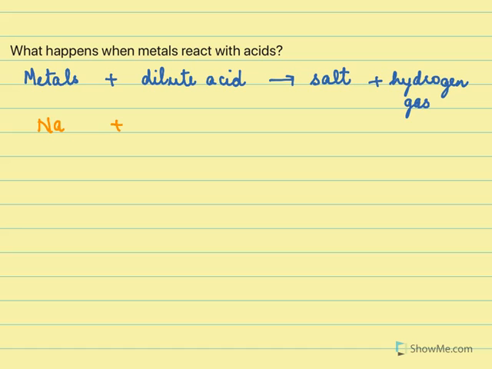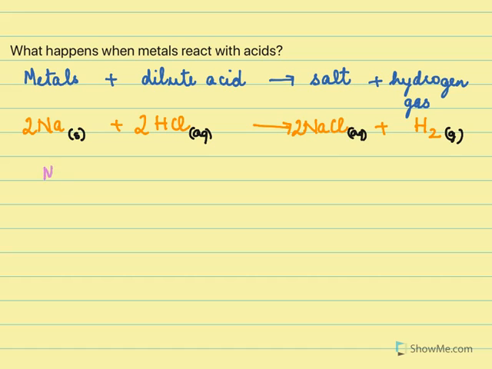Sodium metal, when it reacts with hydrochloric acid, we get sodium replacing the hydrogen to give you sodium chloride, which is a salt, and hydrogen gas. Now the sodium is a solid, the hydrochloric acid is in aqueous form dissolved in water, sodium chloride is also in aqueous form, and this is in gaseous form. And if you want to balance it, here you'll have 2 hydrogens, so you put 2 hydrogens here, 2 sodium chloride and 2.